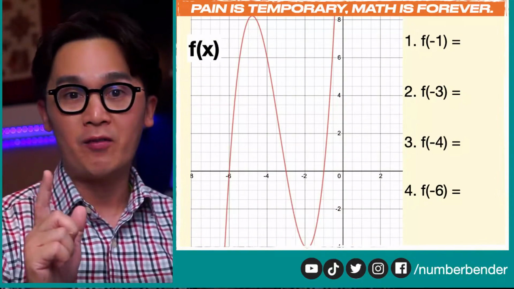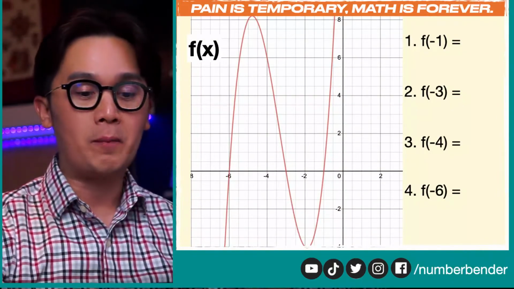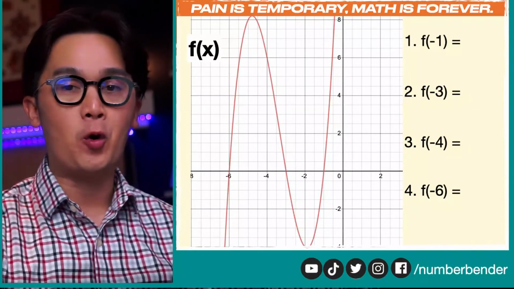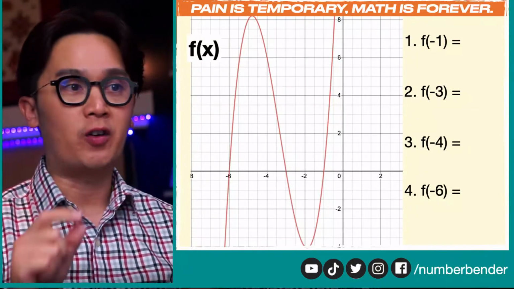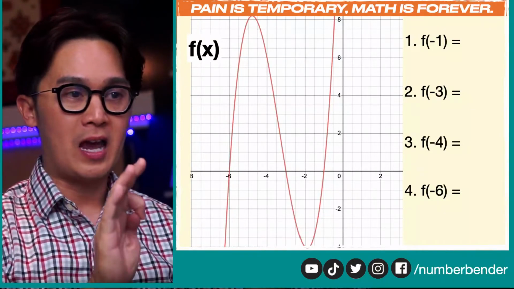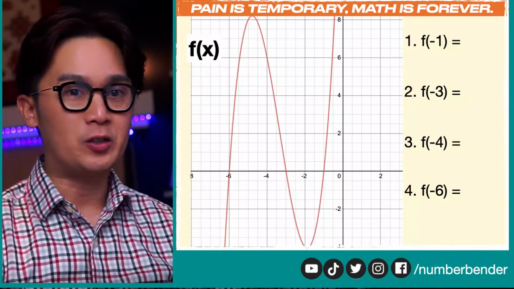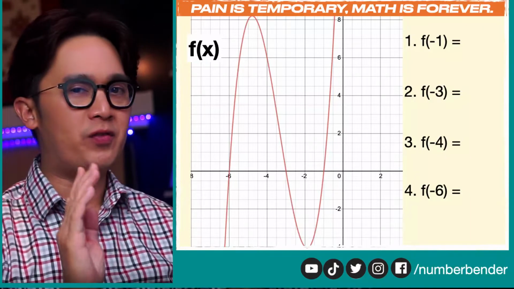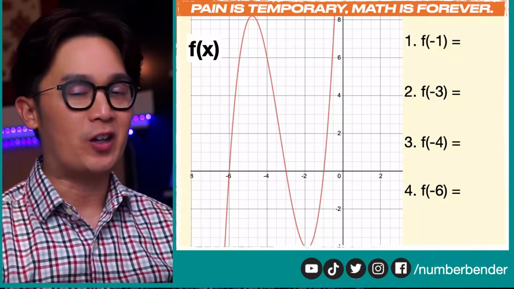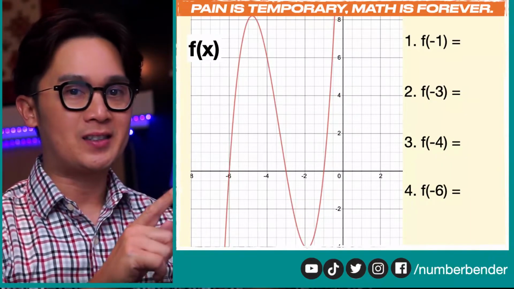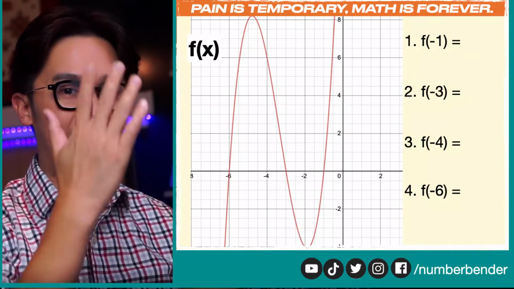So now we're seeing f of x not in algebraic form, but in graph form. In this case, we're going to solve for f of negative 1, f of negative 3, f of negative 4, and f of negative 6. And to find these values, all we need to do is look at the graph, and by observation, we'll be able to find the value of y given x using f of x in graph form.